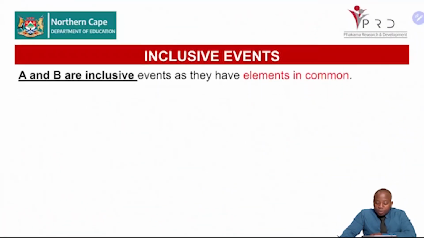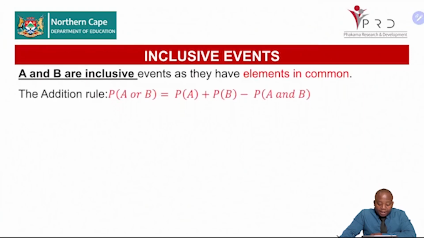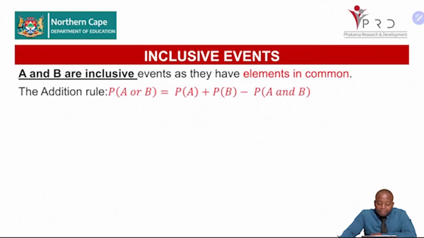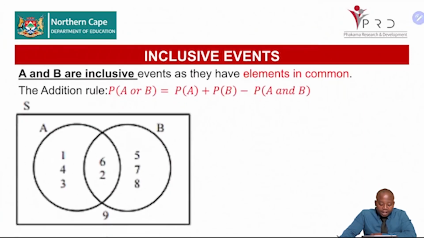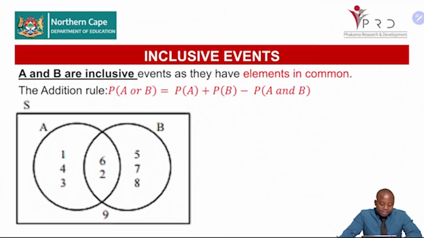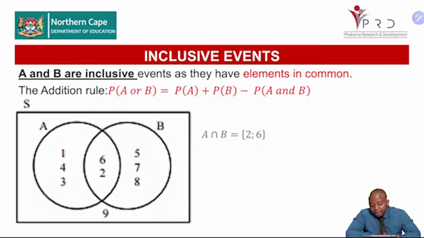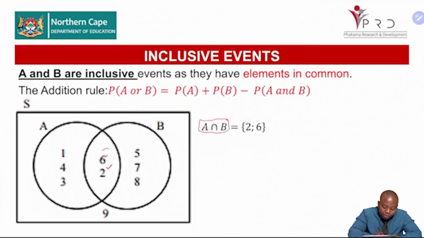Then, remember, A and B are inclusive events if they have elements in common, and we are going to make a simple example here. The addition rule says the probability of A or B is equal to the probability of A plus the probability of B minus the probability of A and B. Let's look at the events. The events found in both A and B are 2 and 6. So those are the ones in the intersection.